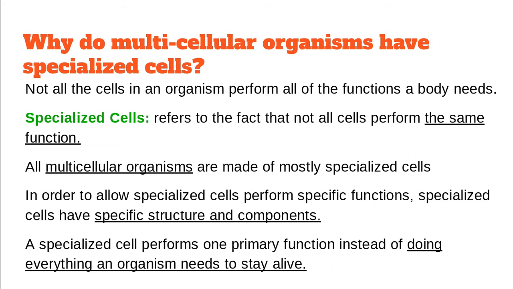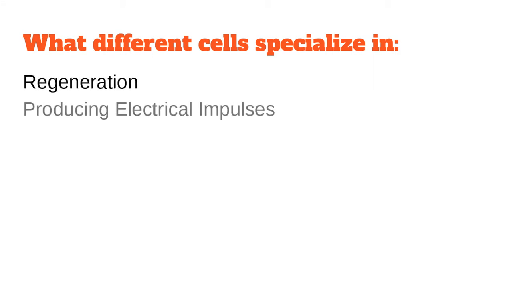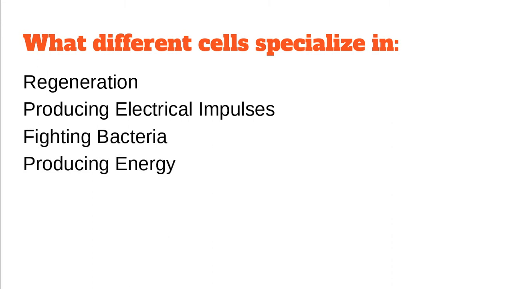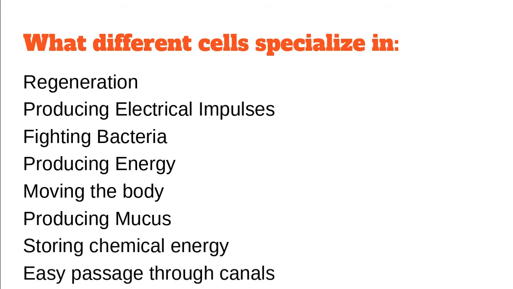It's like having a doctor who's specialized in their type of medicine and comparing it to a construction worker, someone who's very specialized in maybe building certain types of buildings. So they both have different performance things. They both do different jobs, and they are very specialized to do those things. So what are the different things cells in our body specialize in? Regeneration, producing electrical impulses, fighting bacteria in our body, producing energy, moving the body, producing mucus, storing chemical energy, and having easy passage through canals or channels.